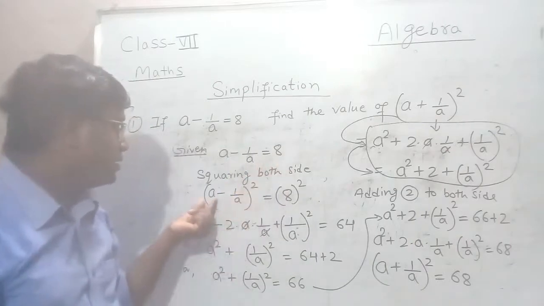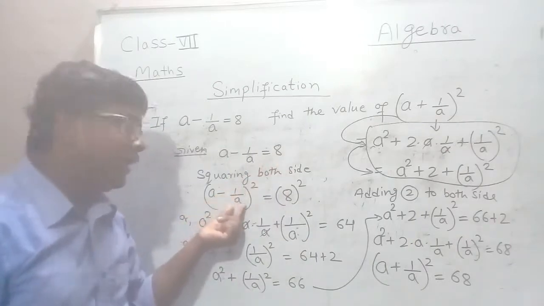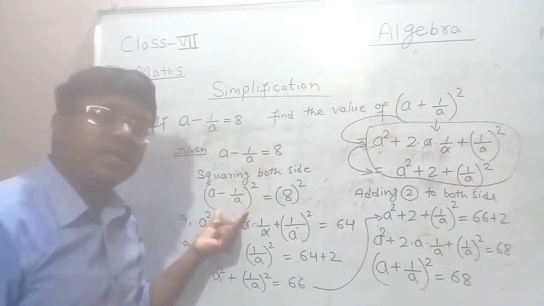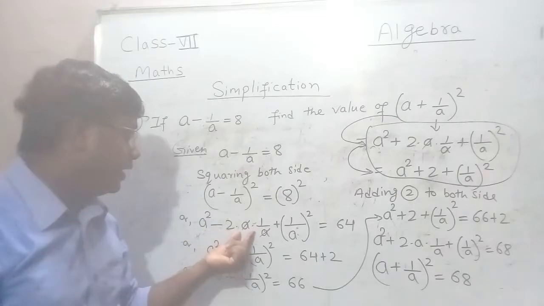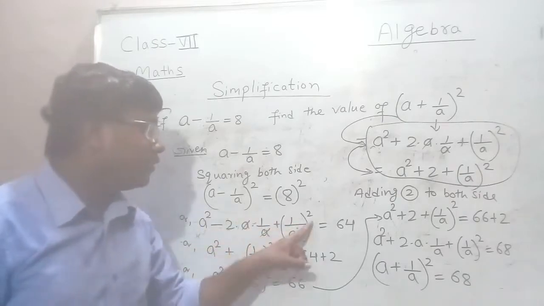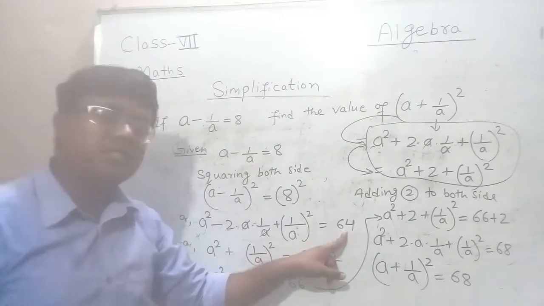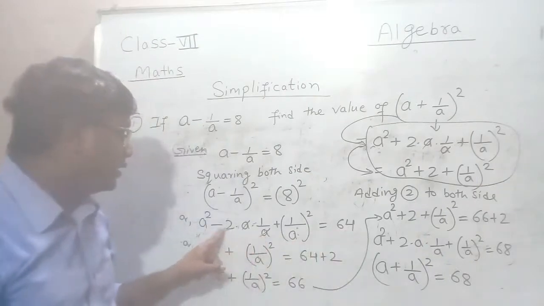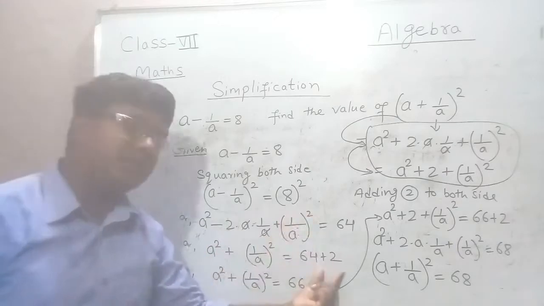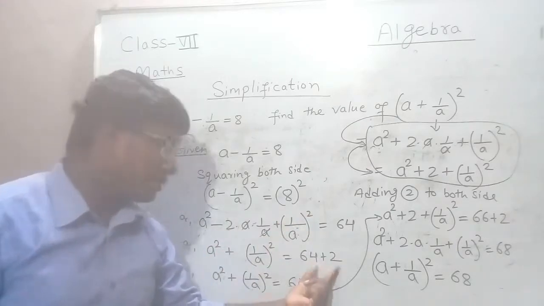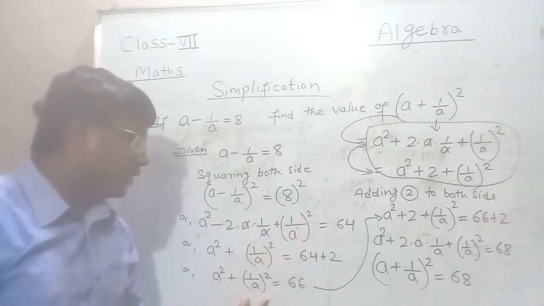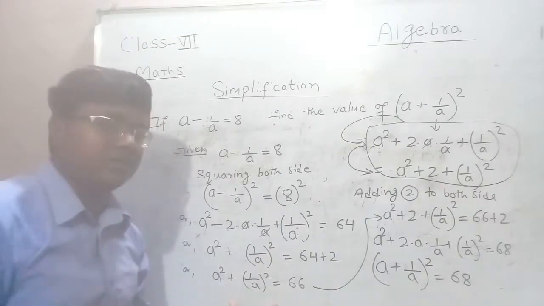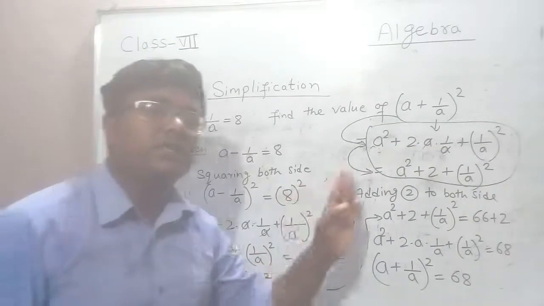Here a is your a, and minus 1 upon a will act as b, so we will use the formula a minus b whole square, that is a square minus 2ab plus b square. If we put in the formula, we will get a square minus 2a into 1 upon a plus 1 upon a whole square is equal to 8 square, which is 64. Here a and a cancel, minus 2 will be remaining, that minus 2 I transfer to the right hand side, there it will be plus. So we got a square plus 1 upon a whole square is equal to 66.